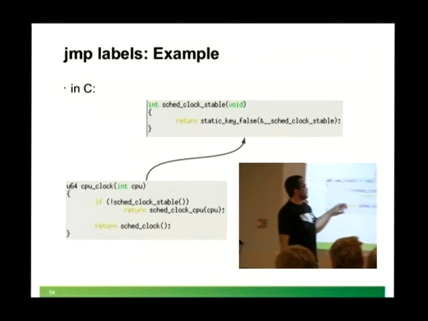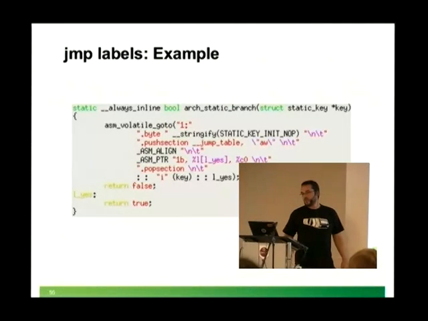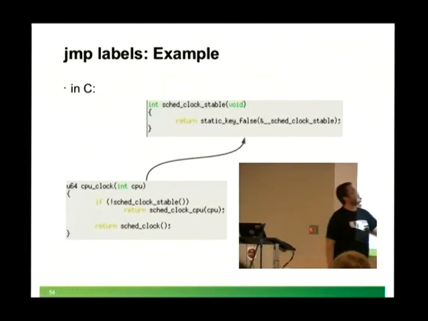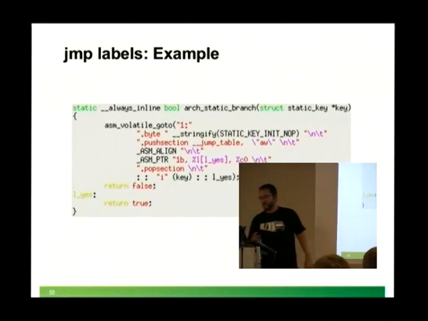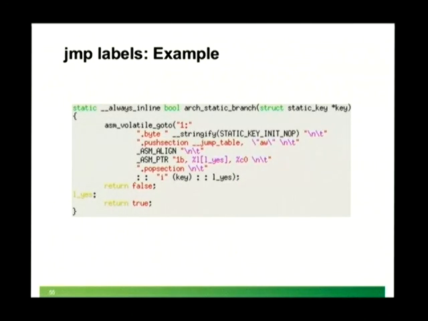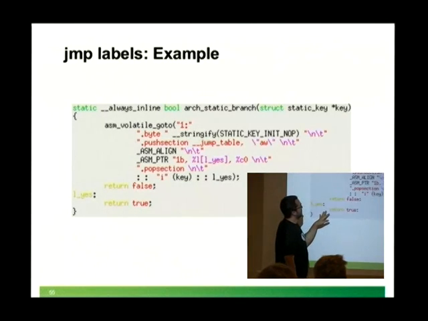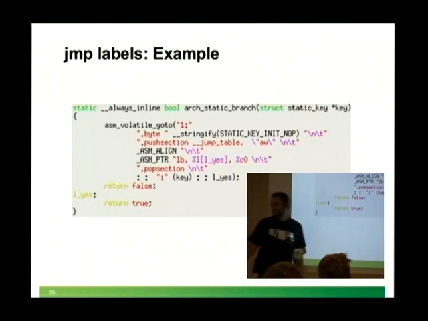And what happens is, this is the static key false definition. That's the NOP, and that's the jump table, and the jump table decides where to go, basically whether to go to the likely path or the unlikely path.